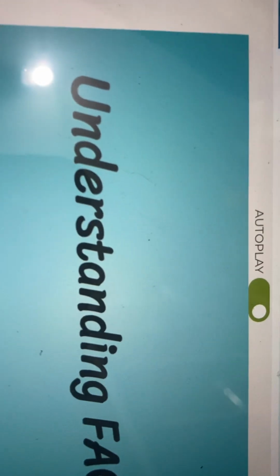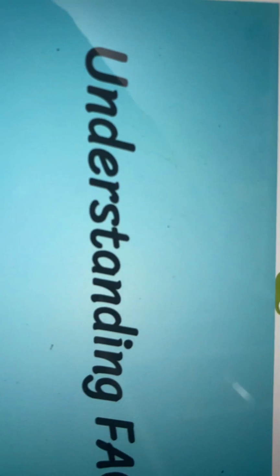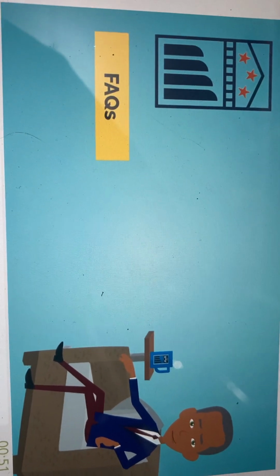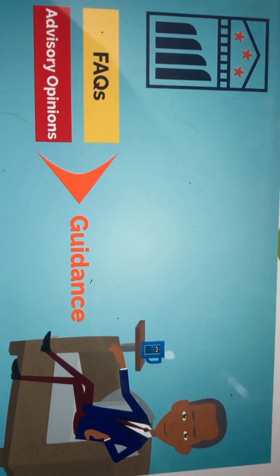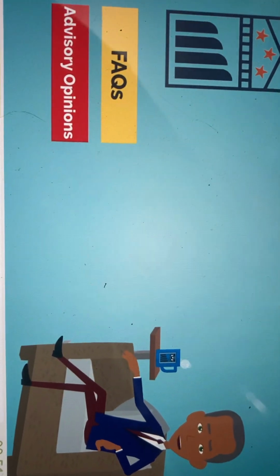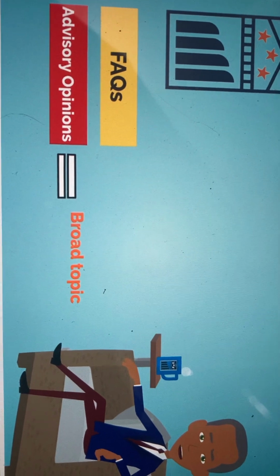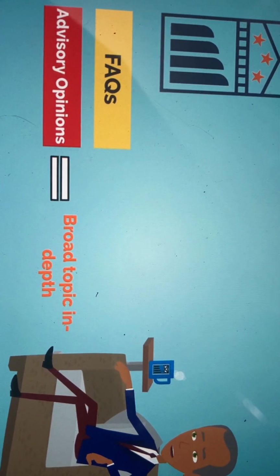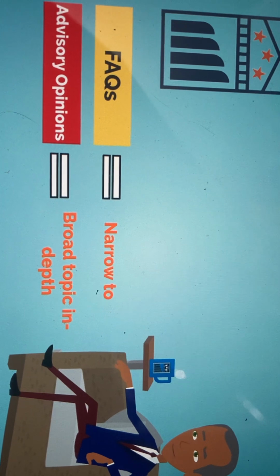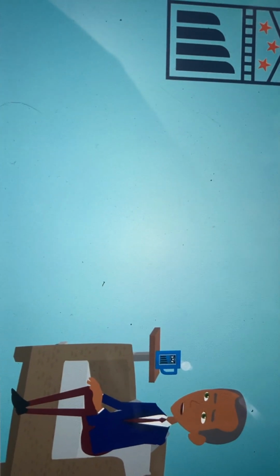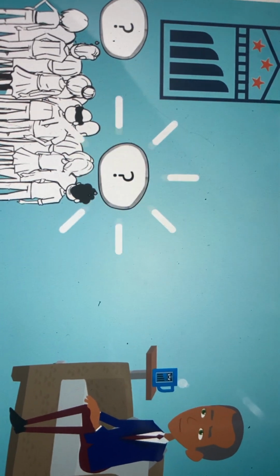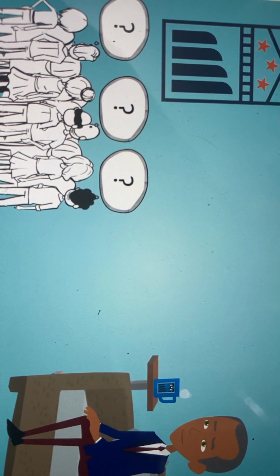Page 8. I'm going to go back and do some of the pages that I did yesterday. Frequently asked questions, or FAQs, are similar to advisory opinions in that they are guidance. The difference, however, is while the advisory opinions cover one broader topic in depth, the FAQs focus on very narrow topics. The ASB issues the FAQs to respond to questions raised by appraisers and other stakeholders.